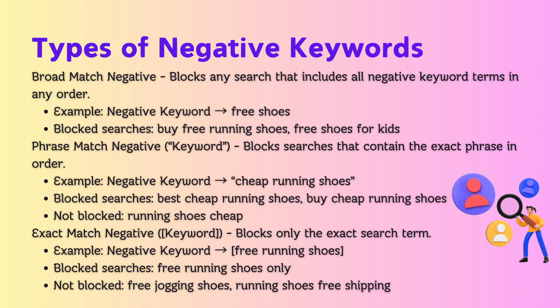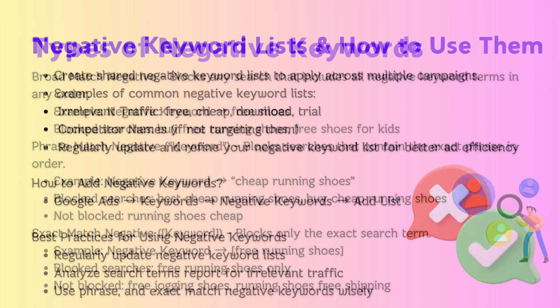So to get a click through rate effectively we need to use these types of negative keywords, and the last type is exact match. It blocks only the exact search term. For example, free running shoes. It only blocks that, but does not block free jogging shoes or running shoes free shipping, because we don't want to block free shipping. We provide free shipping, so we do not want to block this. But broad match blocks free shipping also. So that's why we use exact match as the best keyword strategy in any type of keyword practice.